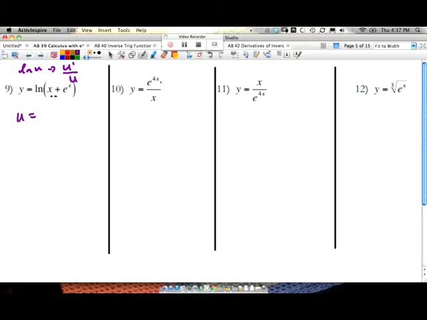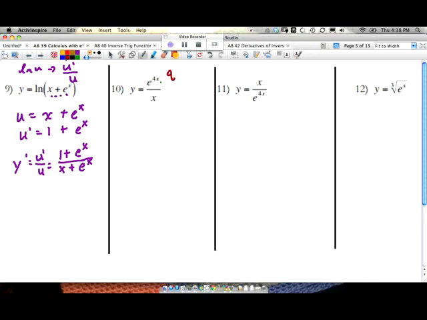Well, let's figure out those two pieces. If u equals the inside here, x plus e to the x, then u prime, the derivative of that, is just 1 plus, well, the derivative of e to the x is again e to the x. So y prime is really u prime over u, which if I substitute those pieces in, is 1 plus e to the x over x plus e to the x. Not too bad, not too bad.